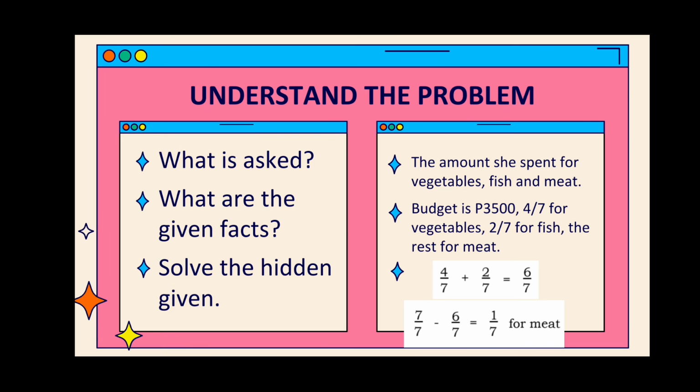But since we're subtracting fractions, 1 is also equivalent to 7/7. Na-discuss ko na yun sa inyo before. I hope natatandaan nyo pa dun sa aking previous video. So, 7/7 minus 6/7 is equal to 1/7. Therefore, ang fractional part ng meat ay 1/7. Pwede na nating isolve or compute kung magkano ang amount na na-spend ni Aling Rena for meat.